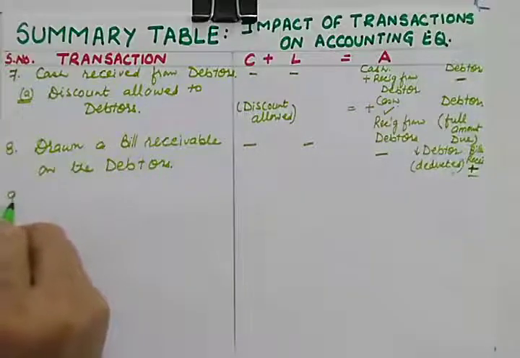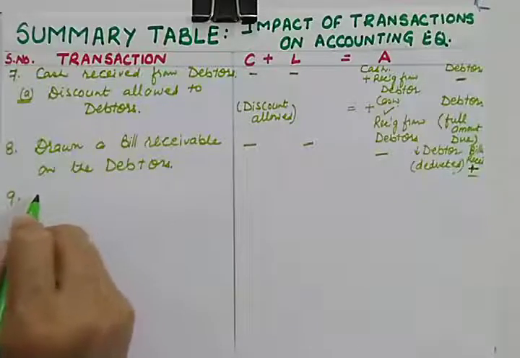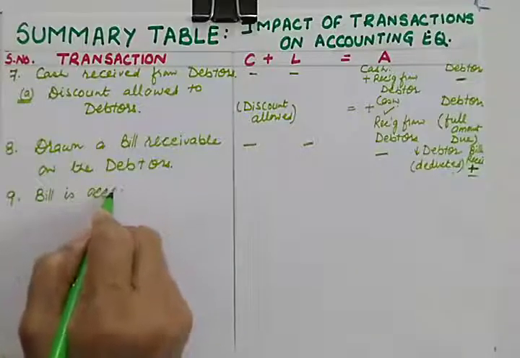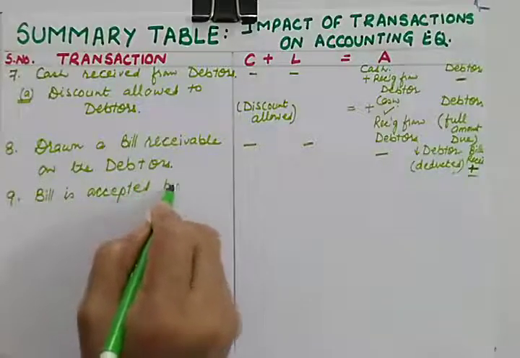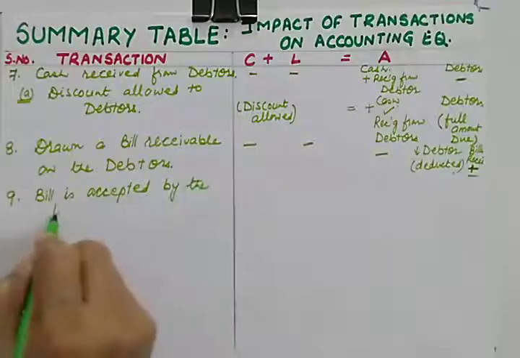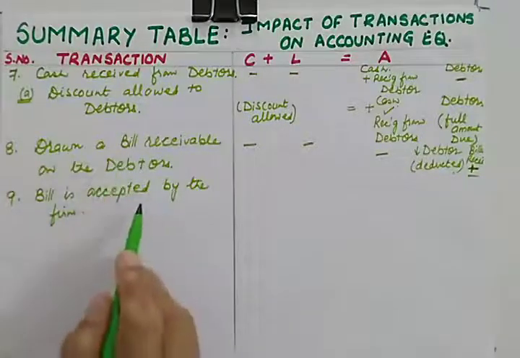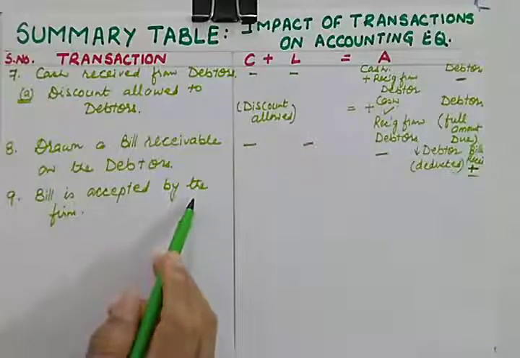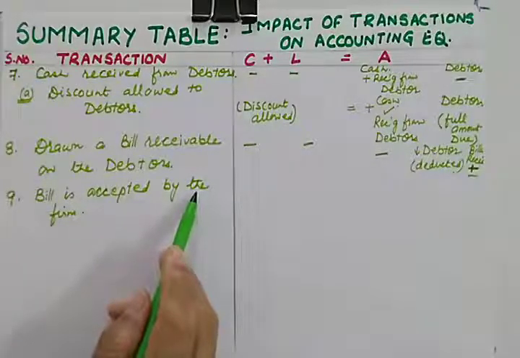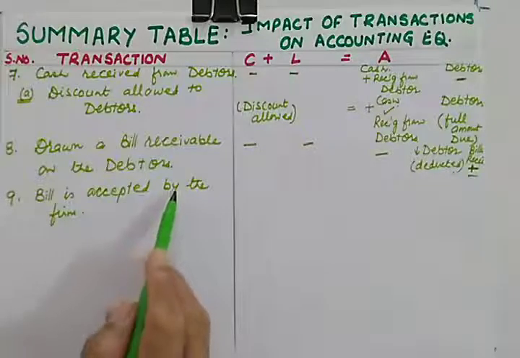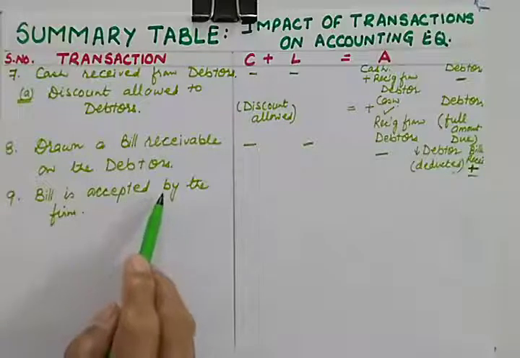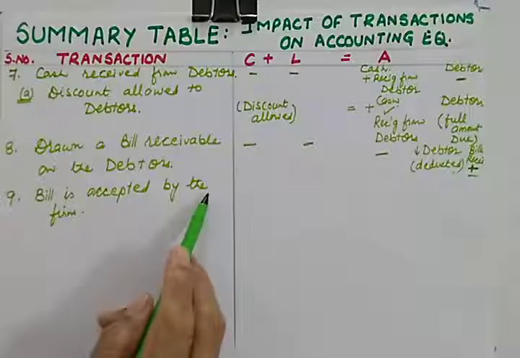Now next transaction is when a bill is accepted by us, accepted by the firm. So this is just the opposite case. For example, suppose our creditor draws a bill on us, and he will get our signature on the bill, and he will keep the bill with him, and we have to follow the instructions given on the bill.